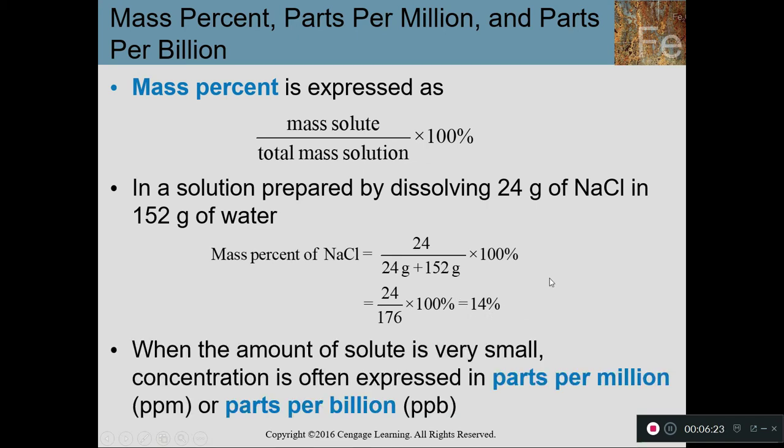And like I said, if the concentrations get to be really, really small, that's when you start using the parts per million, parts per billion, because instead of multiplying times 100, you would multiply times a million or a billion. It just gives you more realistic numbers to work with. Again, the concept is no different than using a percent.